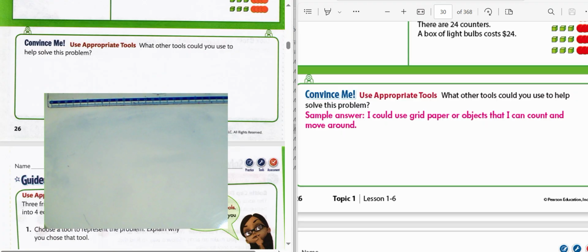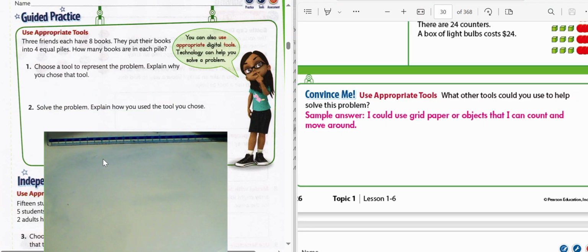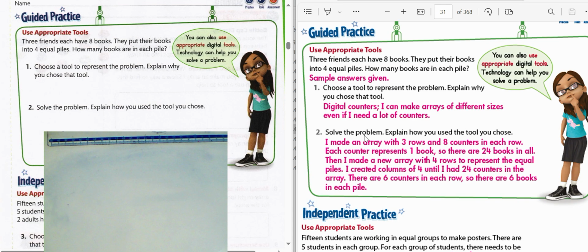Okay. Next question. 3 friends each have 8 boxes. They put their boxes into 4 equal places. How many boxes are there in each place? We can write here the number 8 divided by 4 equals 2. Choose a tool to represent and explain. Okay, we can write this explanation here, the answer.